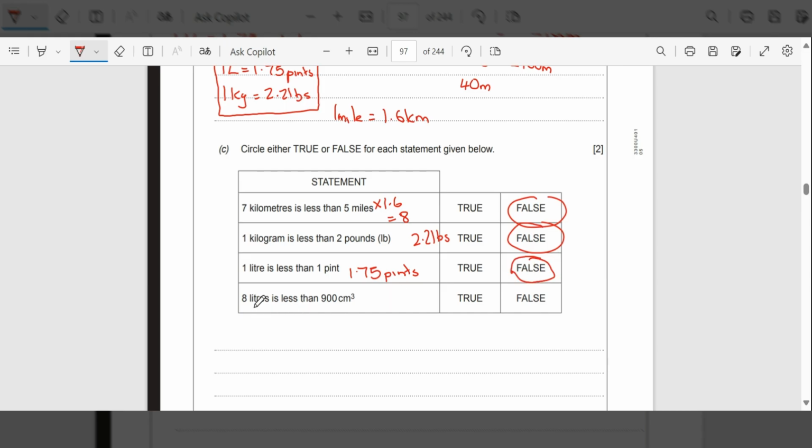And the other one that I haven't mentioned here, lots of conversion-y stuff, is that millilitres and centimetres cubed are the same. So 8 litres is 8,000 millilitres, which is 8,000 centimetres cubed. So is 8,000 centimetres cubed less than 900? No, they're all false. Dear me. 7 kilometers is less than 5 miles. If 5 miles is 8 kilometers, then 7 is less than 8.